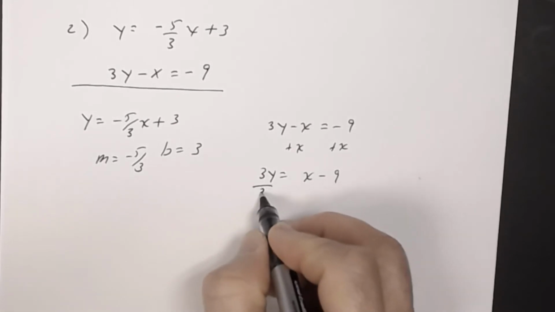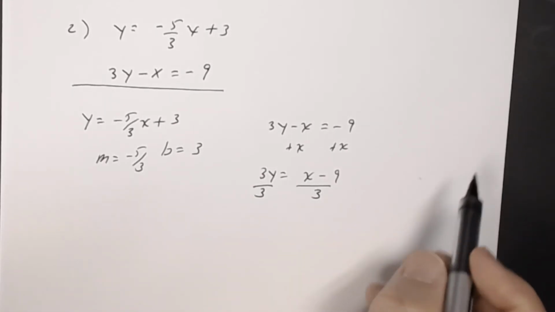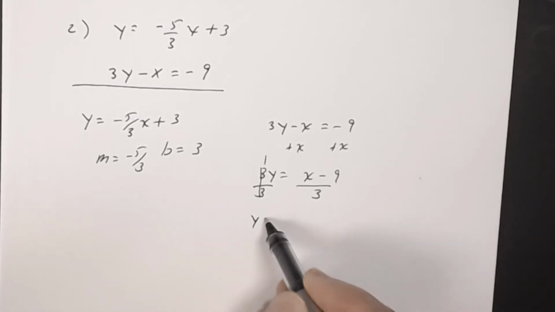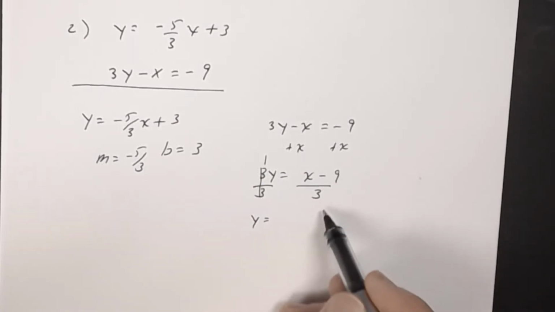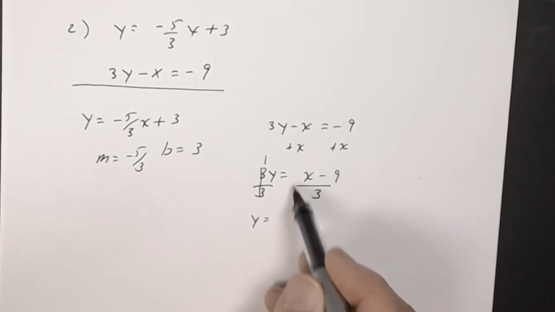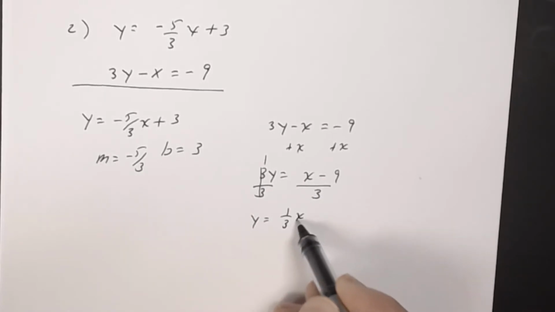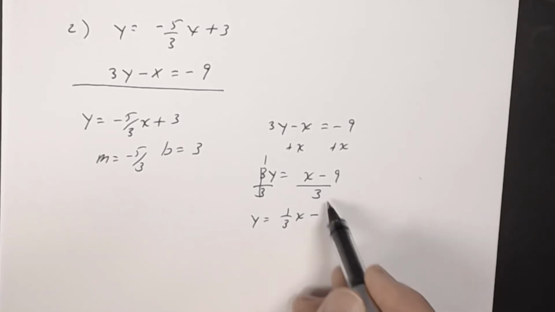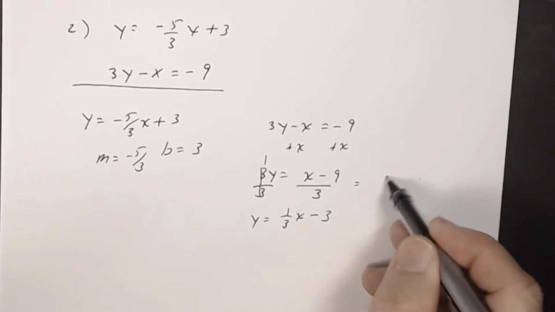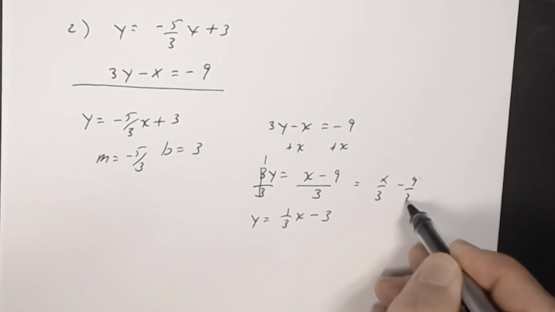What I do to one side, I do to the other. And then 3 divided by 3 is 1, and 1 times y is y. Now I'm going to write this as two separate fractions. Remember, this right here is 1. So I'm going to write this as 1/3 x minus, and then 9 divided by 3 is 3. Remember, this right here is x over 3 minus 9 over 3.